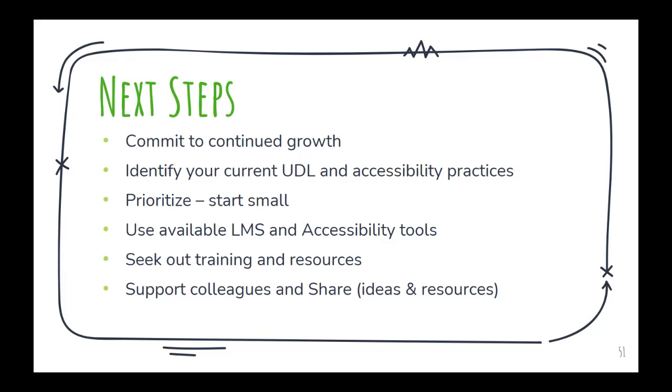Identify your UDL and accessibility practices. Like, what is it that I'm doing? And be very intentional about this. Again, I said to start small, and I mean it. Prioritize. All right, well, what can I do now? I'm going to do this. I'm going to do that next, but I'm going to do this, test it out, get the feedback, and then I'll move on to doing this next. So prioritize. Use the learning management system and use the accessibility tools that are built in there.